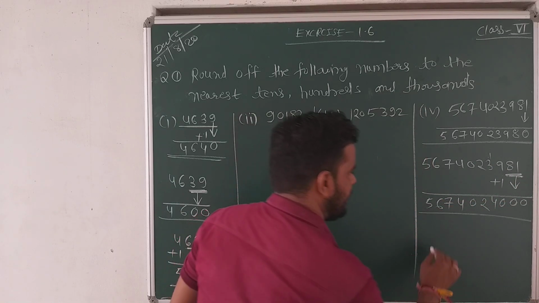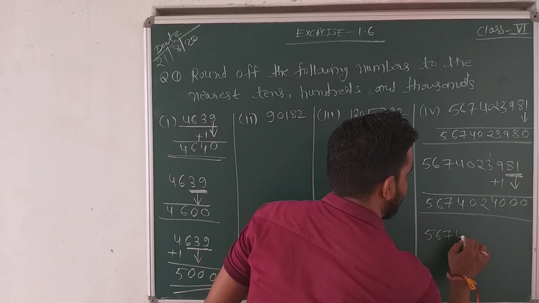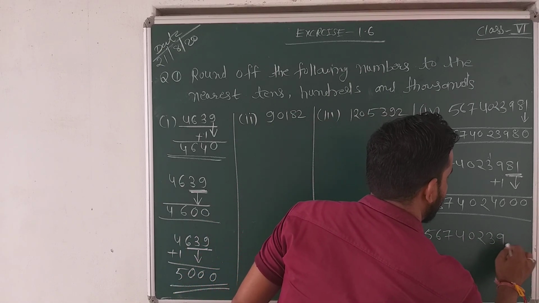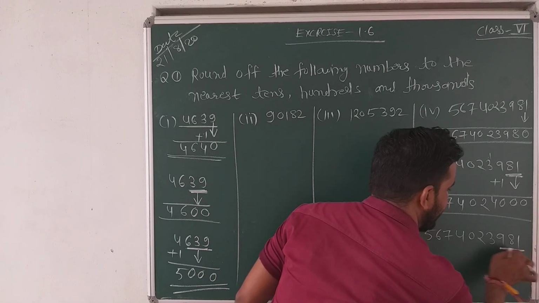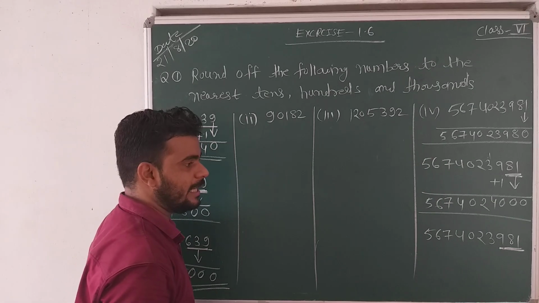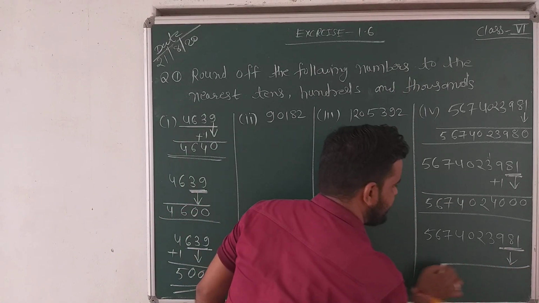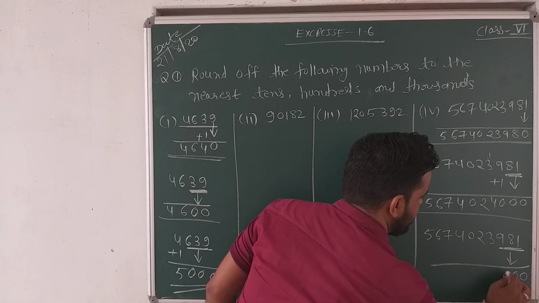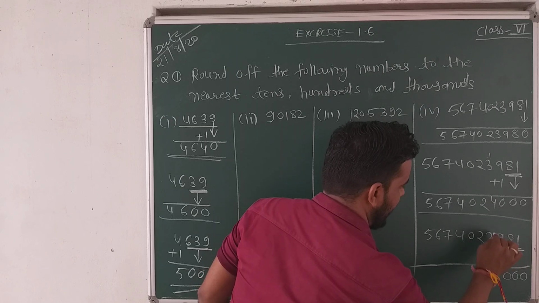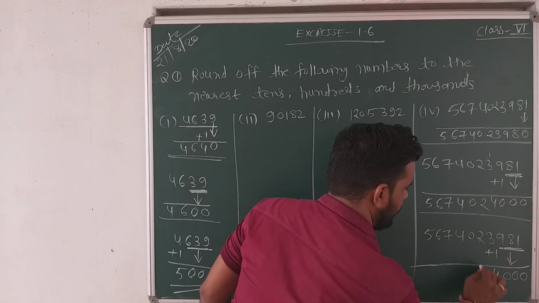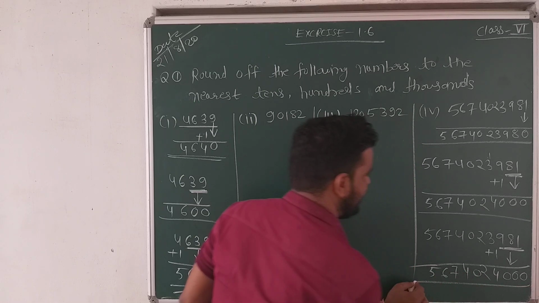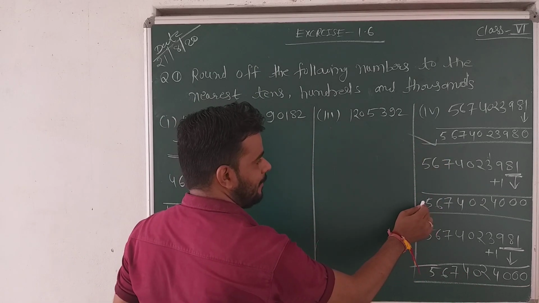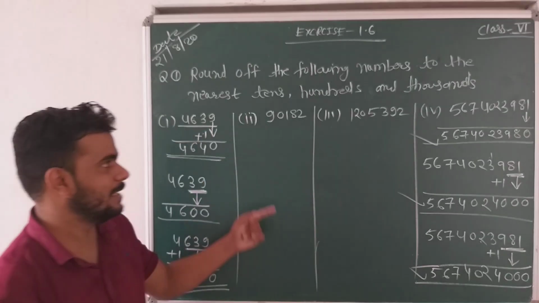For the nearest 1000, the number is 5, 6, 7, 4, 0, 2, 3, 9, 8, 1. The last three digits, 981, are more than 500. So instead of 981, directly we will write 000. In front of 9 we will add 1, 3 plus 1 is 4, then 2, 0, 4, 7, 6 and 5. So this is your round off to nearest 10, nearest 100 and nearest 1000.